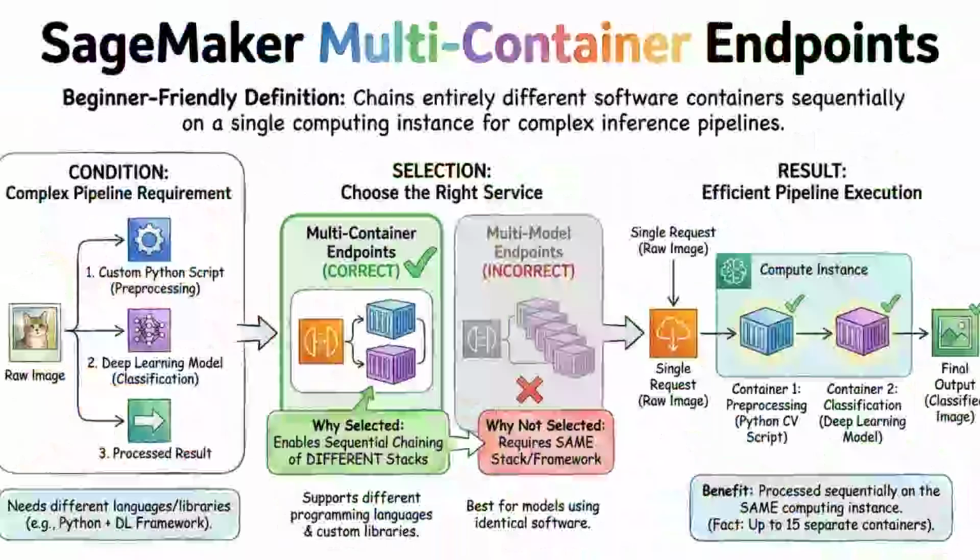A similar but slightly different service is SageMaker multi-container endpoints, which are used when you need to chain entirely different software stacks together behind a single endpoint. Imagine a scenario where an incoming raw image must first be processed by a custom Python computer vision script before being handed over to a deep learning model for final classification. Multi-container endpoints allow you to run up to 15 completely separate software containers sequentially on the same computing instance.